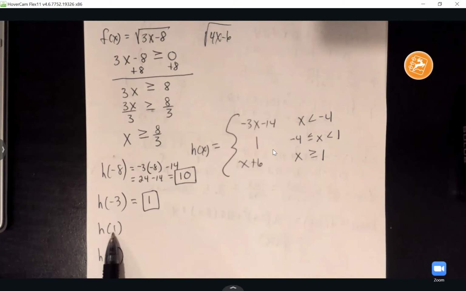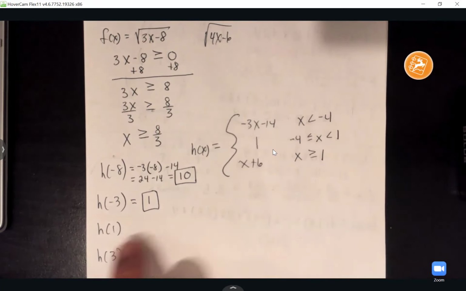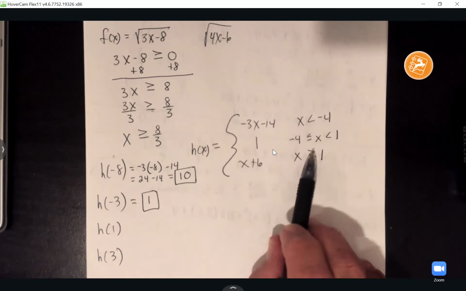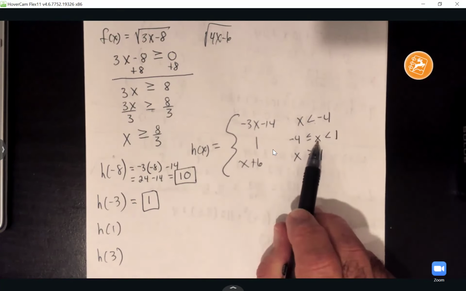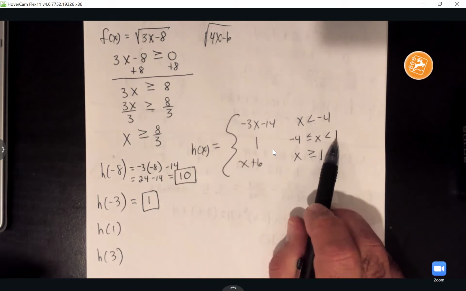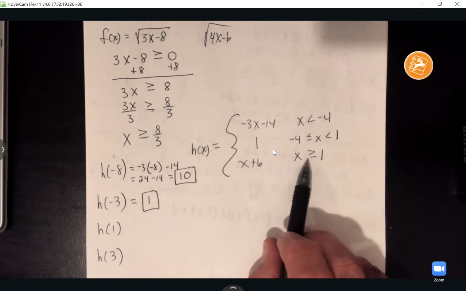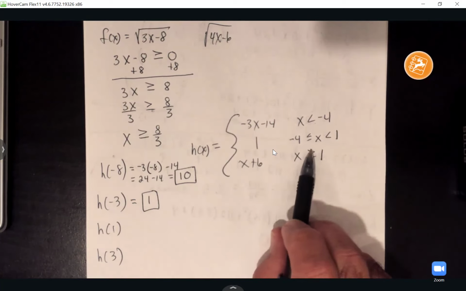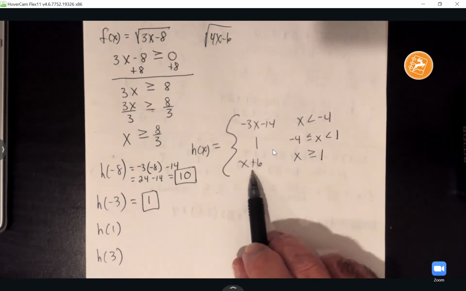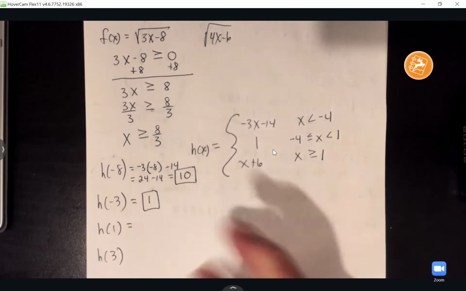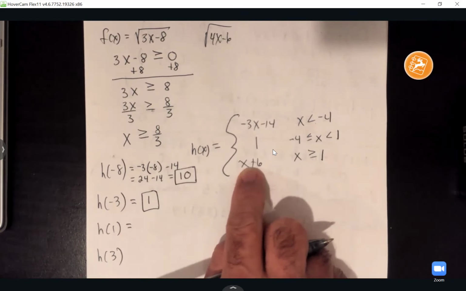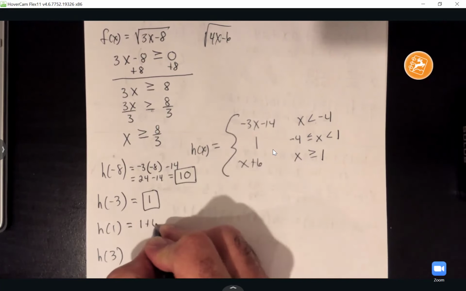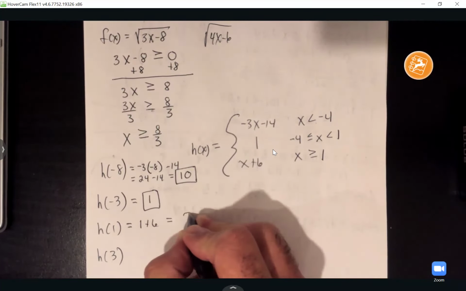All right, then I'm finding h of 1. Now, it looks like I'm getting bigger as I go. So 1 is not less than -4. If I had a 1 in for the x, it's not less than 1. It's equal to 1. And this one says here, if your x is equal or greater than 1, use this equation. So I'm going to use the x plus 6 equation and put a 1 in for the x. So I got 1 plus 6, which will give me 7.